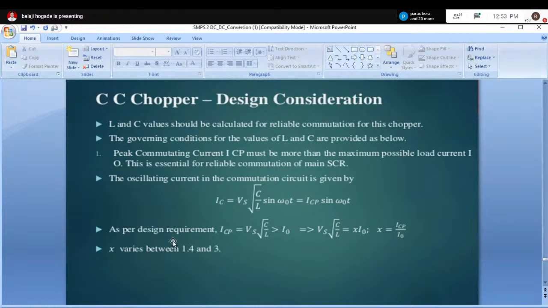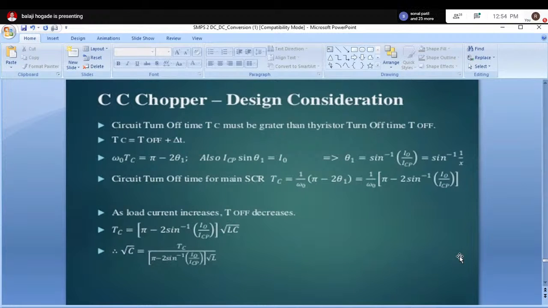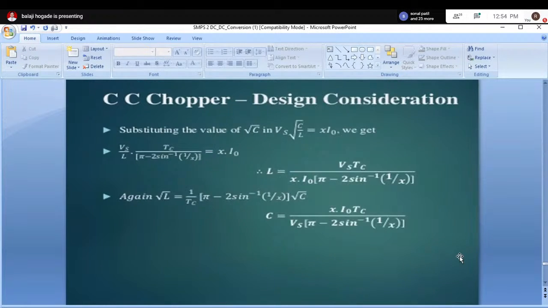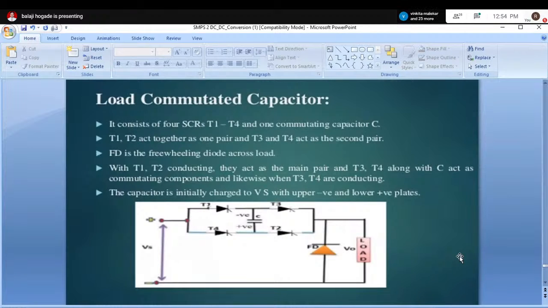And you have to remember that x varies between 1.4 and 3. It should not be less than 1.4 and should not be greater than 3. If it is more than 3, there will be a very high current, more than 3 times the load current, meaning the capacitor will be of very large value and there will be losses etc. So maximum 3 times greater than the load current and minimum 1.4 times. I hope this is clear to all.